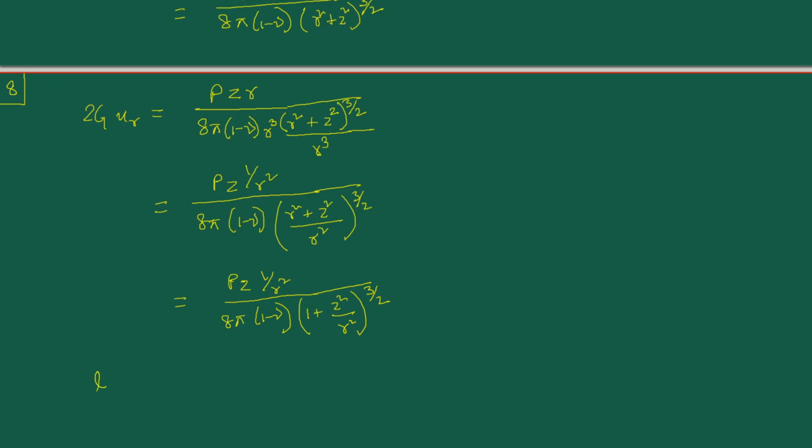So now if I take the limit that r tends to infinity, then my twice gur becomes equal to 0, because you see r tends to infinity here. So this numerator tends to 0, and this denominator term tends to 1, because this tends to 0, this is 1 plus 0, this is just a constant factor, so this entire thing tends to 0.